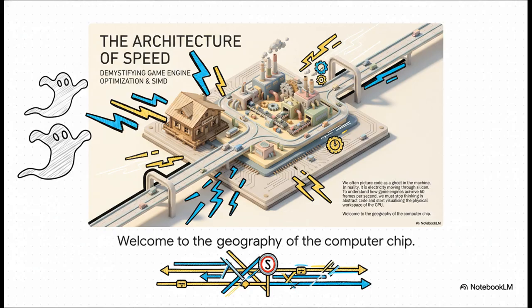You know, we often think of code as this abstract thing, kind of like a ghost in the machine. But it's not. It's real. It's electricity, physically moving through silicon. So if you really want to understand how games hit that silky smooth 60 frames per second, you've got to stop thinking about abstract code and start visualizing the CPU as a physical workspace, a bustling factory with its own geography, its own highways, and its own very real speed limits.